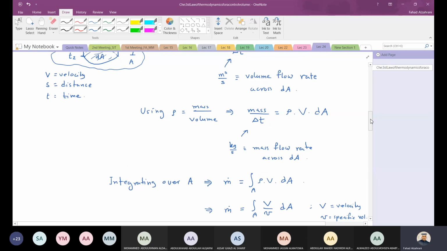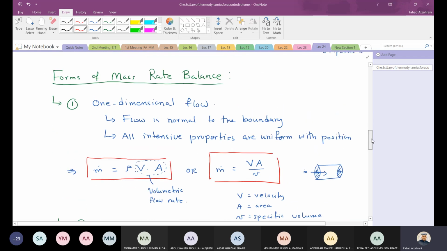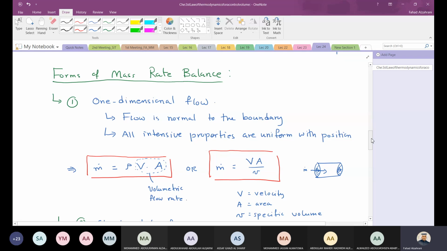طبعا there are different approximations to simplify, or different forms of the mass rate balance. We use it to simplify our problems, okay? So these approximations are as following. So the first approximation I have, which is what Walid was asking about, for this approximation, I can assume one-dimensional flow. When I assume one-dimensional flow, what am I doing?